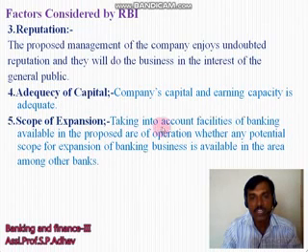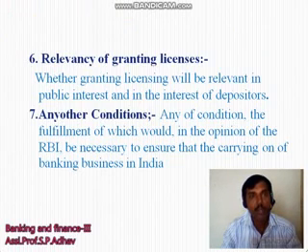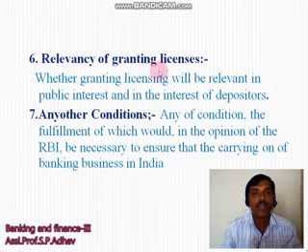Next is the scope of expansion, taking into account the banking facilities available in the proposed area of operation, and whether there is potential scope for expansion of banking business in the area among the other banks. Every bank wants to start business in metropolitan cities or crowded areas, but other banks also work there. So the RBI looks at whether there is potential for banking business, and then sanctions the license to the banking company.